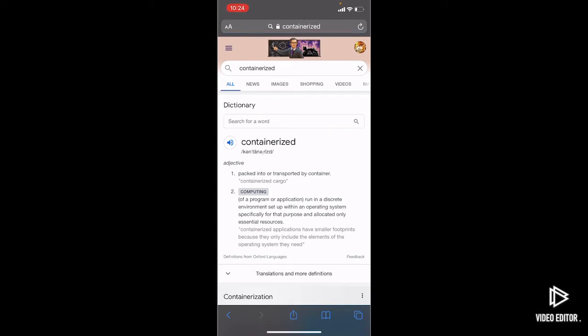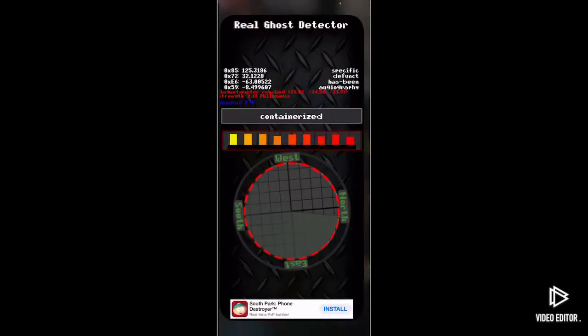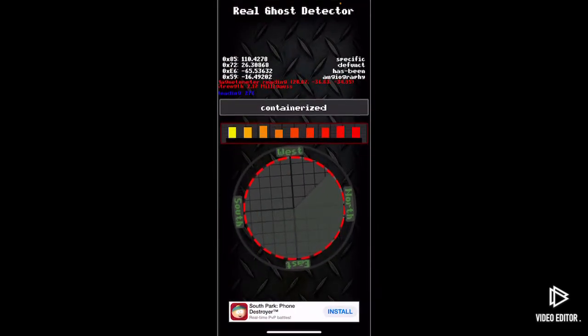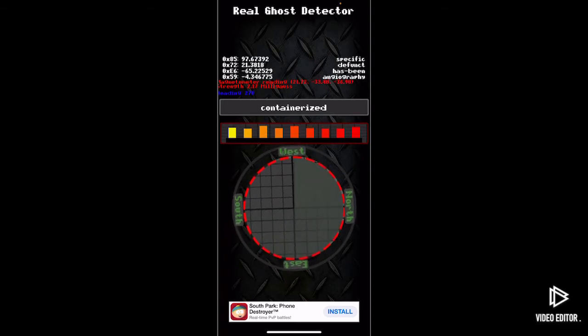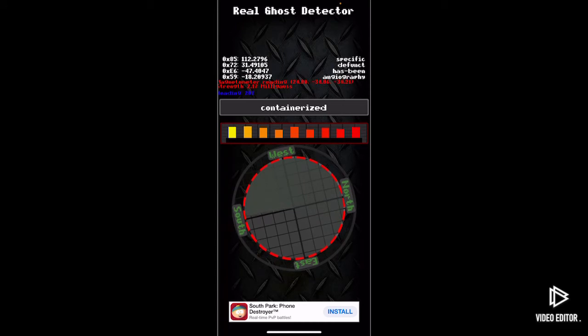So run in a discrete environment set up with an operating system specifically and allocated essential resources or packed into a transport container. So angiography, containerized, that could, and this is a stretch here guys, but bear with me, deal with some kind of medical procedure. If you have to have a transplant from an angiography saying that you have some kind of bad artery going on, then they would have to containerize the artery on ice and transport it to give you some kind of replacement. But an angiography would be needed to tell that. But once again, that's just speculation, and it's just my mind kind of trying to piece together the words that we're getting here to make sense of them.